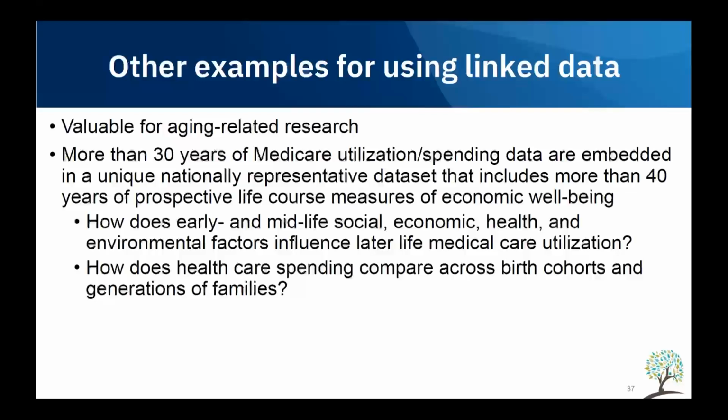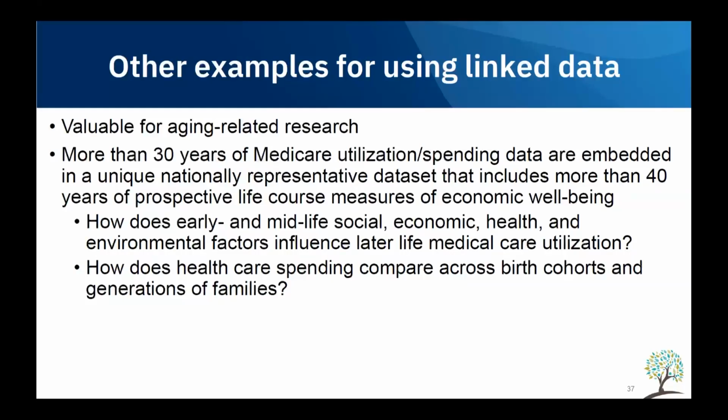And there are a lot of other things that can be done with the data as well. This is a really valuable aging-related resource that provides additional information that you can't get from the PSID study itself. We have now more than 30 years of Medicare data on healthcare use and spending, and more than 40 years of prospective life course measures on economic and social well-being from PSID. So the kinds of things that can be looked at with these linked data are, a lot of it is over the life course information. How does early and midlife, social, economic, health, and even environmental factors influence later life medical care utilization using CMS related data?